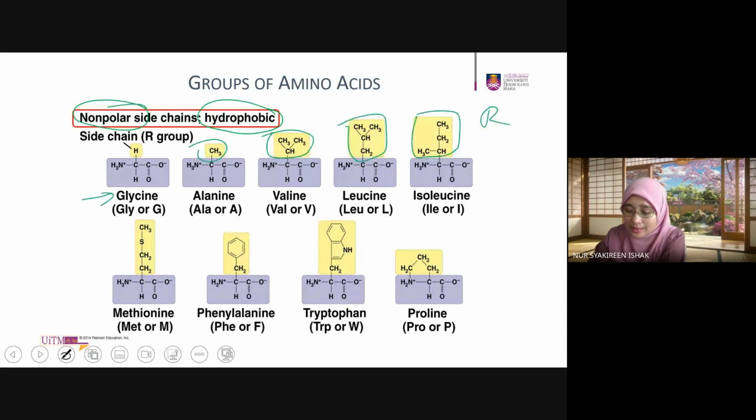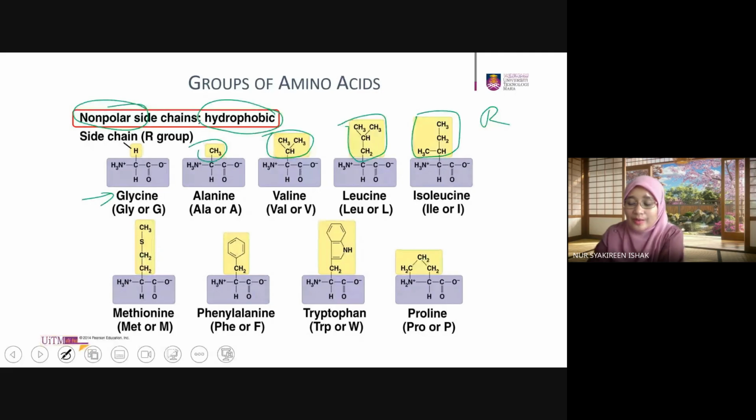As you can see, the yellow region here is the side chains. Okay, so if you look at the structure of all these amino acids, the side chain only consists of carbon and hydrogen. For example, the simplest amino acid here is glycine. Glycine's side chain consists only of a hydrogen atom. As for alanine, it consists of a methyl group.